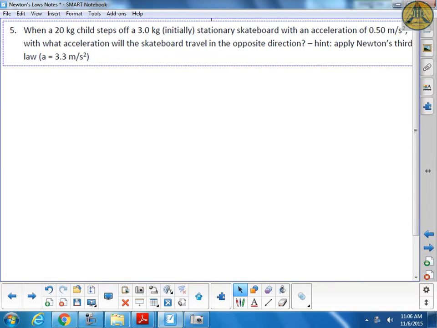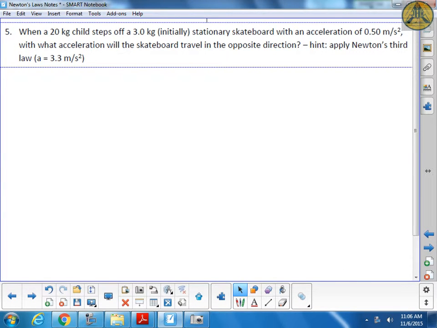Newton's third law says that for every action, there's an opposite and equal reaction. So you picture this kid stepping off, but they kind of trip or fall. So the skateboard goes flying one way, the kid goes flying back the other way. The net force on each object is the same in magnitude, absolute value, but they're only opposite based on direction. So to solve this problem, that's kind of the setup.